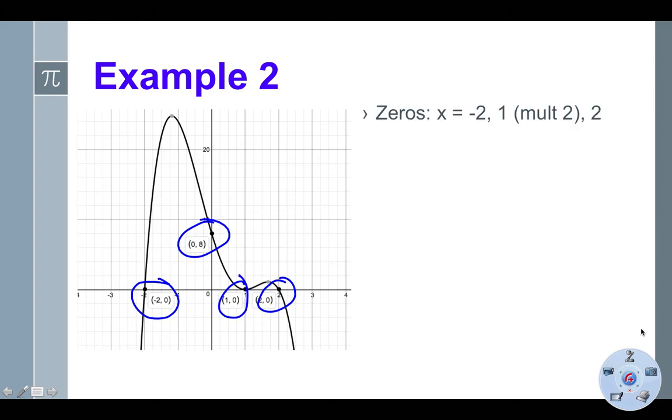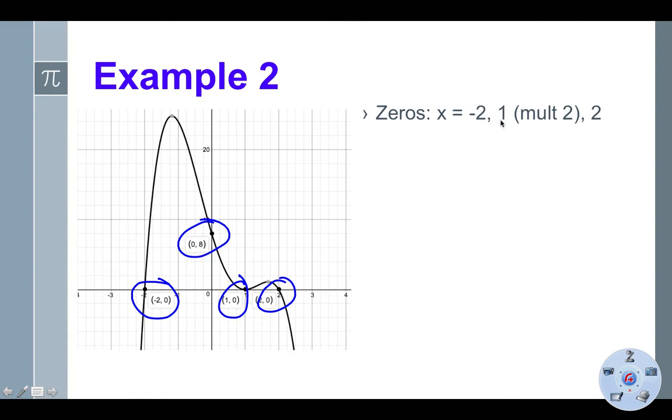And we're going to take a look. We know that I have -2. I have 1 with a multiplicity of 2 because it bounces, so I have an even multiplicity. And x equals 2 just happens once. You also should make a note, obviously, that the y-intercept is 0, 8.